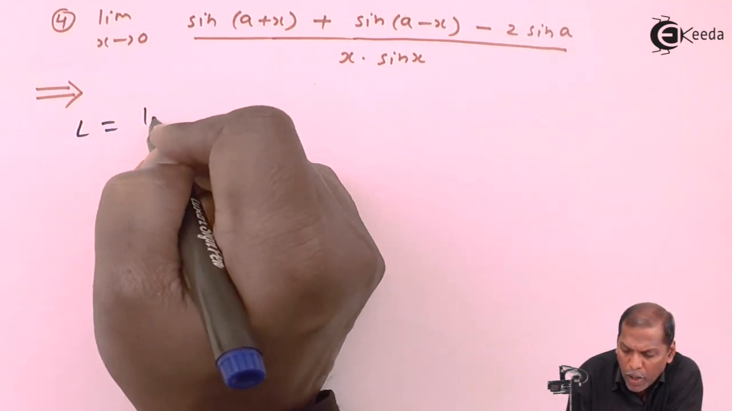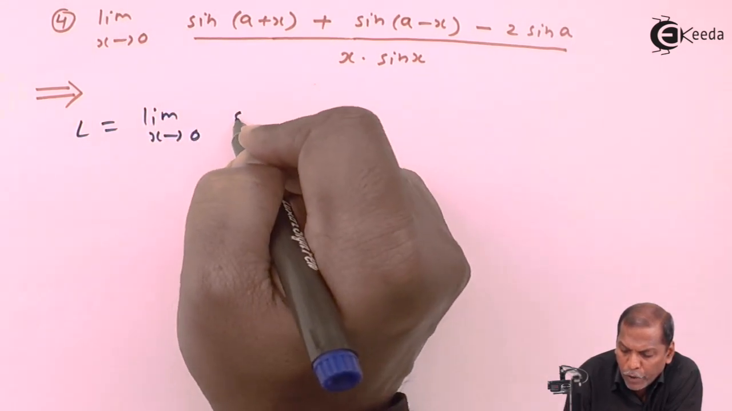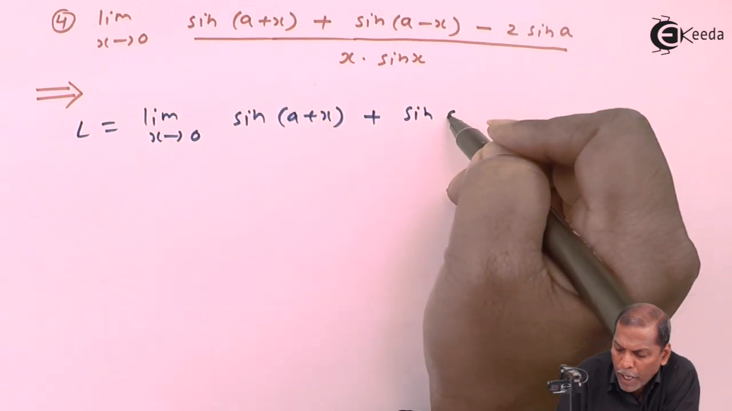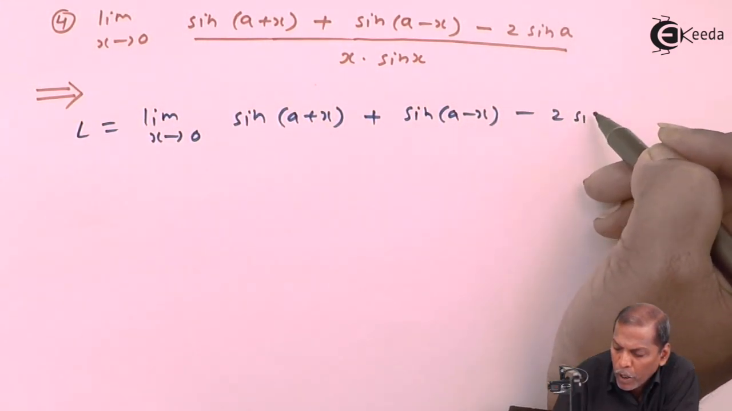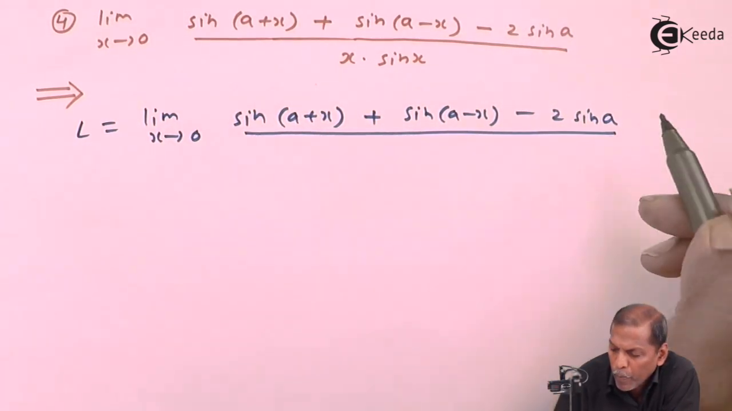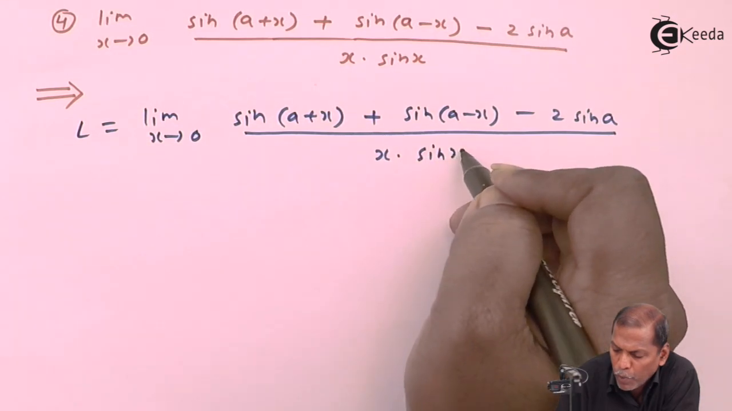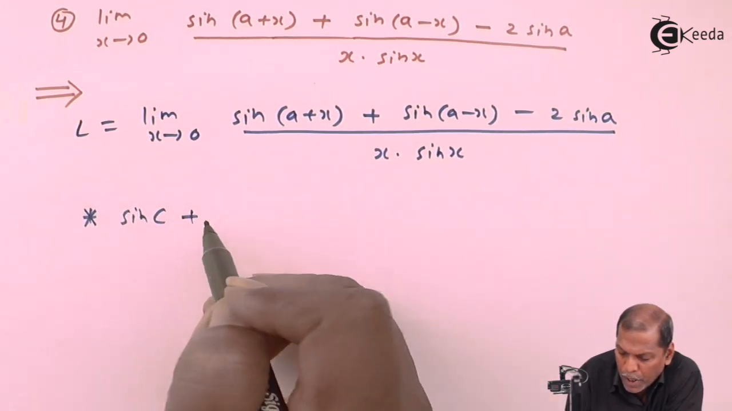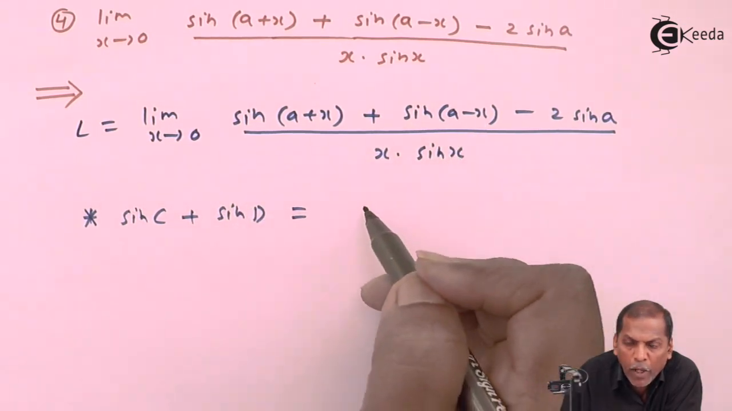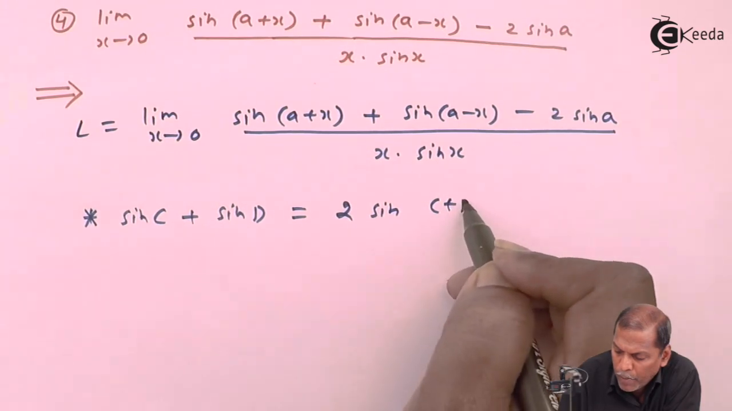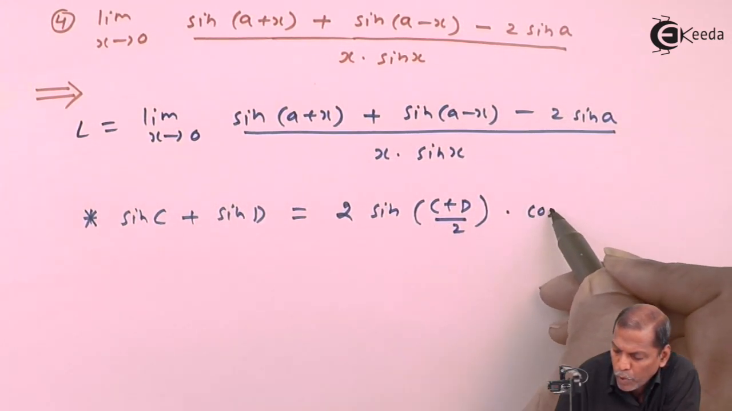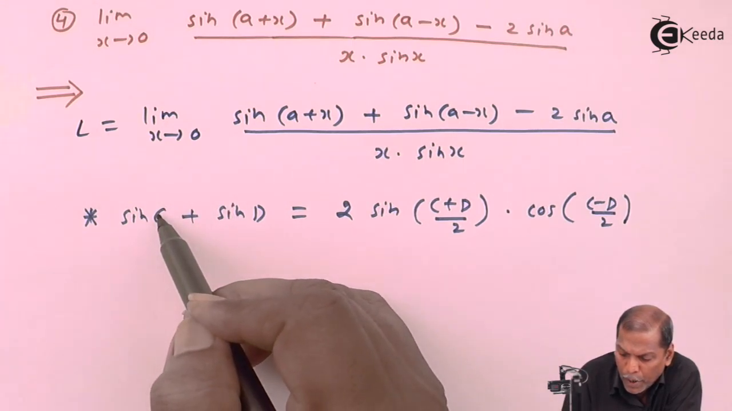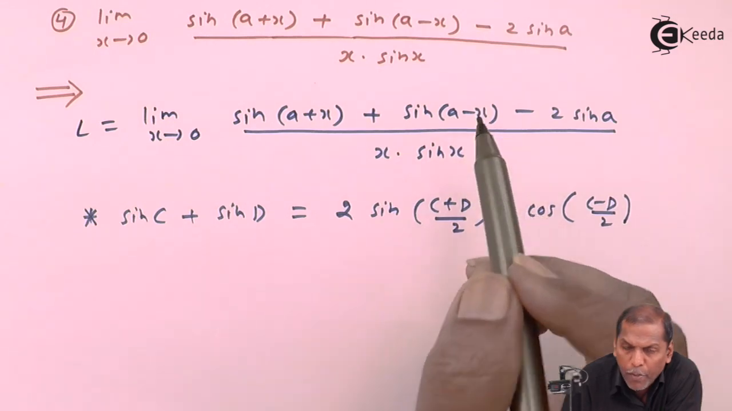First of all, let L represent limit x tends to 0 of (sin(a + x) + sin(a − x) − 2 sin a) divided by x into sin x. Now here we have to use the formula that sin C + sin D equals 2 sin((C + D)/2) into cos((C − D)/2). In the present case, C represents a + x and D represents a − x.